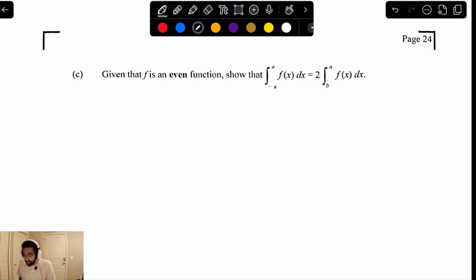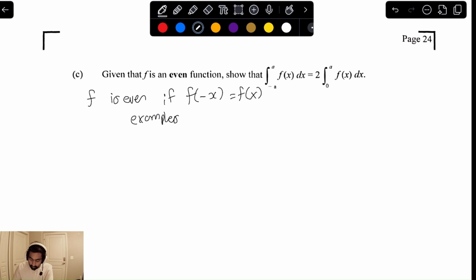Part C asks us to show, given that f is an even function, that the integral from minus a to a of f of x is equal to twice the integral from 0 to a of f of x dx. First thing is we have to understand what an even function is. So a function f is even if f of minus x equals f of x. A few examples of functions that you know are f of x is equal to x squared, x to the 4, etc. Even powers, because when you put in the minus sign it goes away. Another example is cosine x.